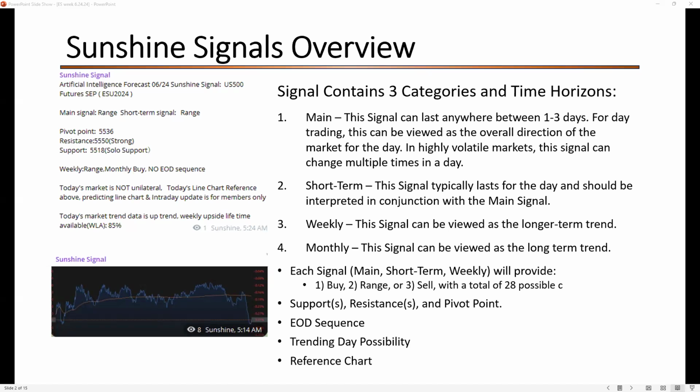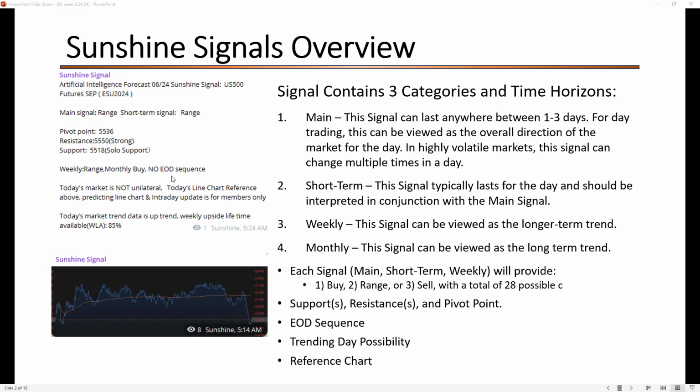As you may recall, Sunshine Signals provides three to four signals daily: the main signal, the short-term signal, the weekly signal, and sometimes the monthly signal is provided. Each signal will give a buy, range, or sell. In addition, every morning, it will provide supports, resistances, and a pivot point, which serve as the bull-bear line for the day. Sometimes an EOD sequence will be provided, but not always.